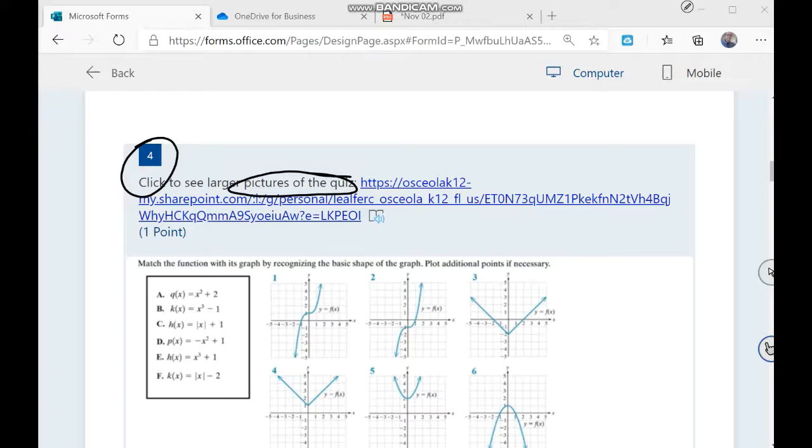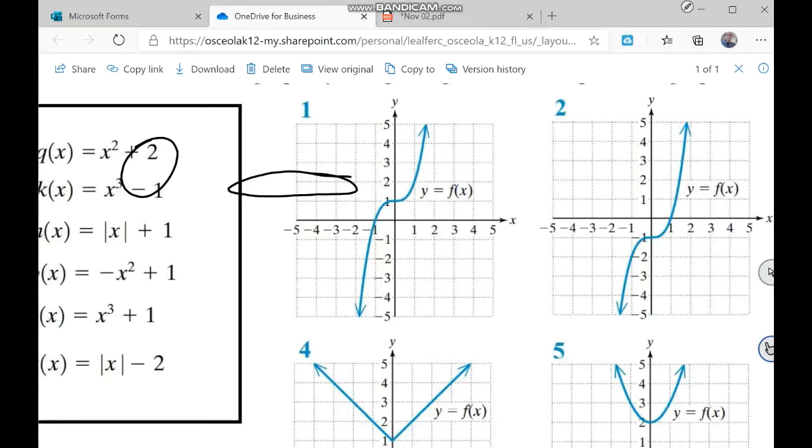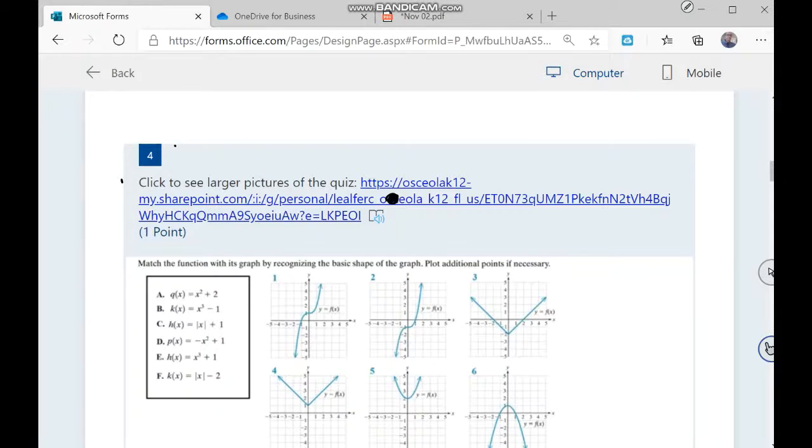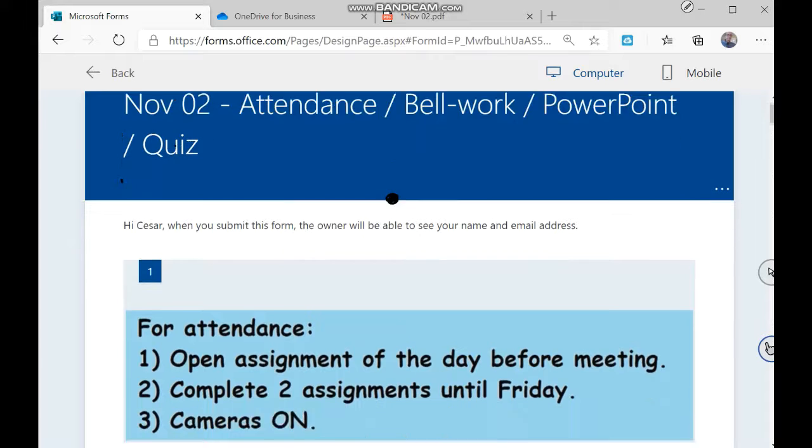Okay. But what you're going to have to do here, and we're going to work on the quiz, let's work on the bell work first. But what we're going to check here is the y-intercept. That's what we're going to check to find out the right answer. And we will see this in the quiz. Let's check our bell work, and then we're going to move to the quiz.